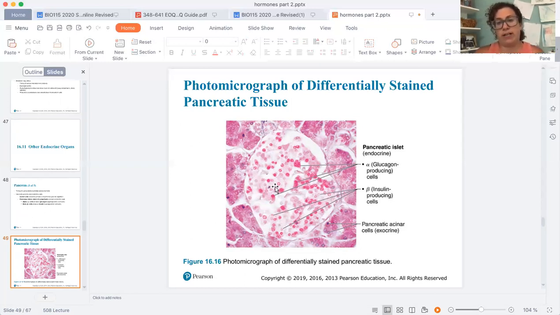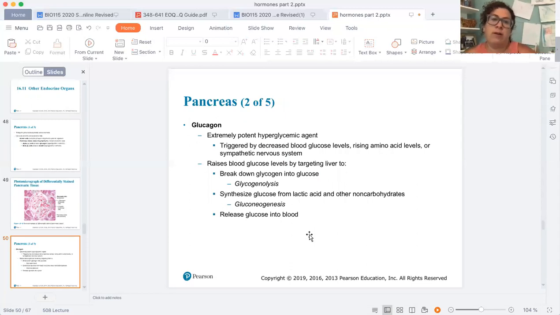So we have this pancreatic islet, we have alpha and beta cells, and then on the outskirts here, we have our acinar cells, which are exocrine. So glucagon, as I said, is a very potent hyperglycemic agent. As soon as it's triggered, because your blood sugar has gone too low, it can work really fast.